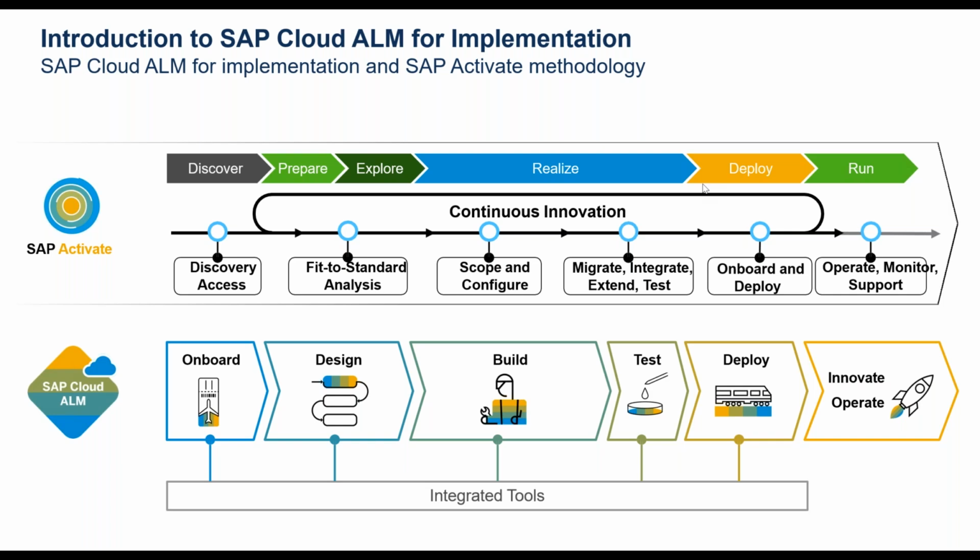So Cloud ALM does support the Activate methodology. For example, anything from discover to fit-to-standard workshops. Also, as we get into scoping and configuring the environment, including the other phases such as realize, deploy, and run. And the way Cloud ALM supports those different Activate phases is by utilizing some of the design capabilities that it offers, such as having requirements, tasks, and user stories within Cloud ALM, including some of the processes as well.